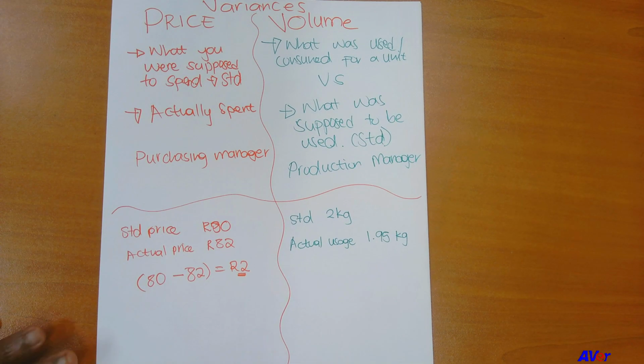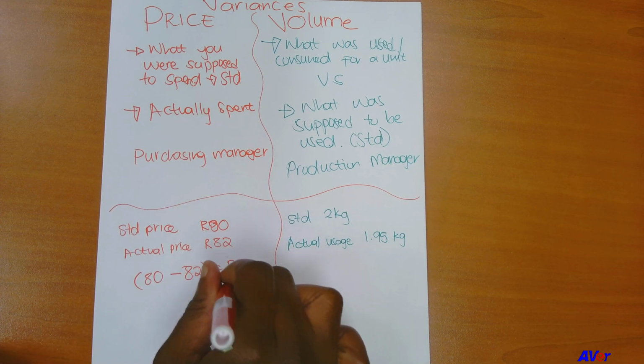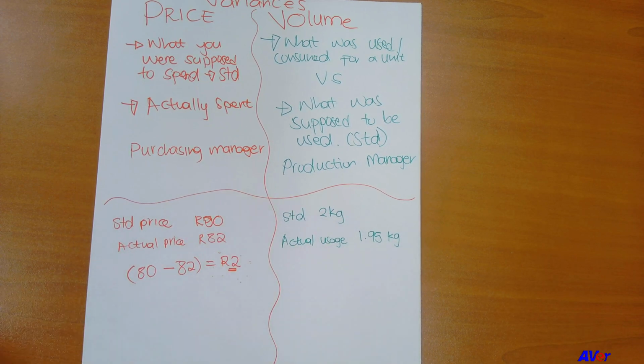This means that the purchasing manager only spent 2 rands more than he was supposed to. If you take this to the finance director, 2 rands is nothing. Remember, the company Support a Baby has, for example, sales of 26 million. So this really is nothing. It has zero impact.